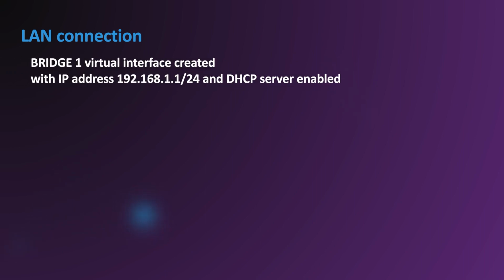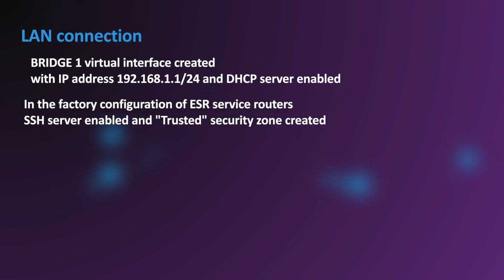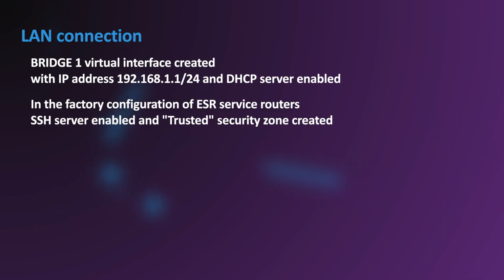ESR routers are supplied with a factory configuration. Depending on the router model, it may vary. In the factory configuration, the termination of the broadcast domain with the IP address of the router itself is configured. A DHCP server is activated for this broadcast domain, which assigns IP addresses to the computers connected to certain router interfaces. The broadcast domain is assigned to the trusted security zone.